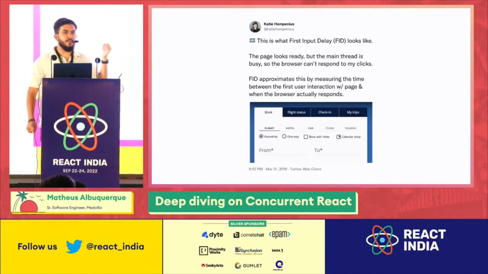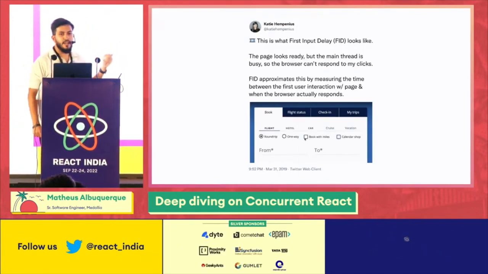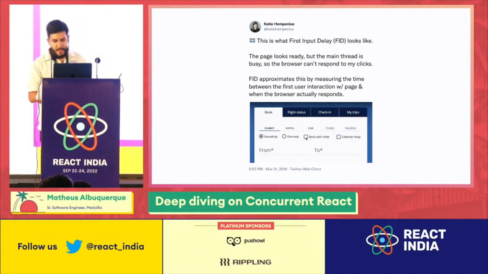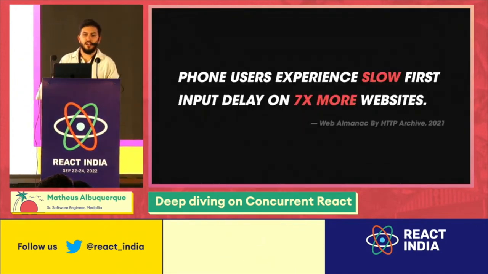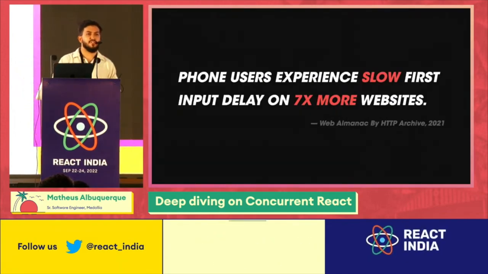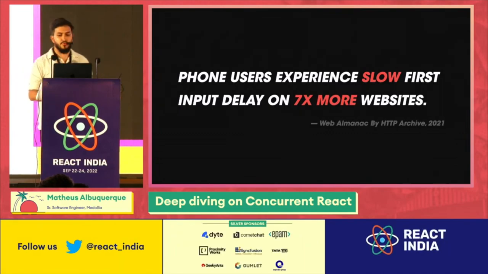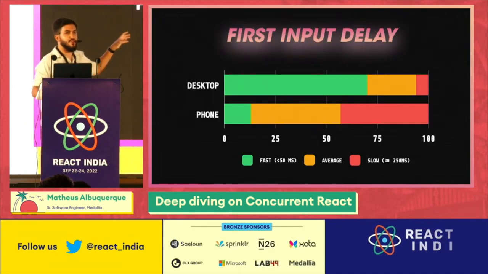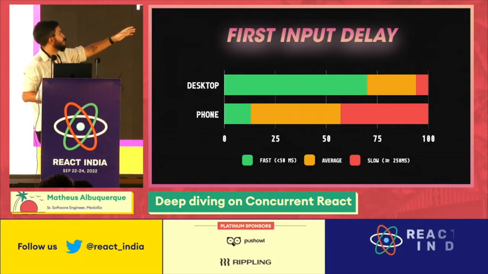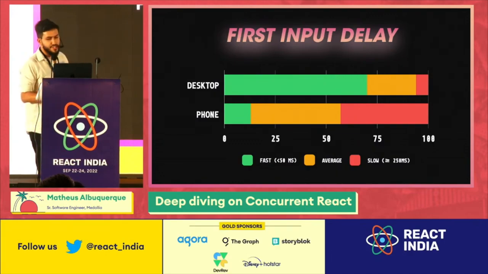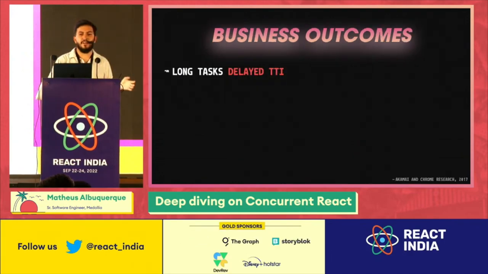And that's why we have metrics like First Input Delay and many others to track that, because these things are happening in production for real users in real apps. And there are even studies about that. There's one from last year, for example, that showed that slow first input delay happens 7 times more on mobile devices. And it's even worse when you get to visualize that. You see how it is for desktop, and then you see the huge yellow and red parts of the chart for mobile users.